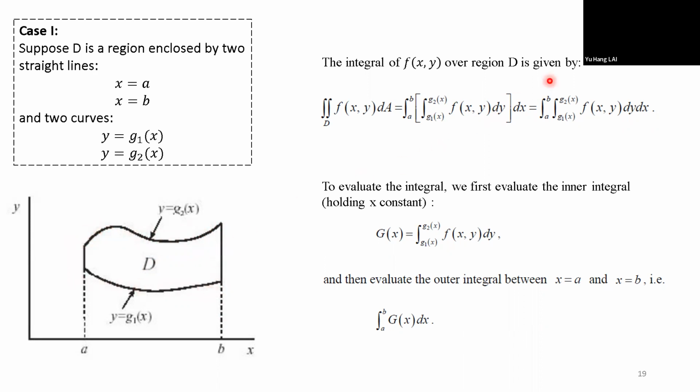Instead, I still have two straight lines. The left boundary is represented by x equals a, and the right boundary is represented by x equals b. However, you can see that my upper and lower boundaries are curved. Suppose they are described by two functions: y equals g1(x), and y equals g2(x).